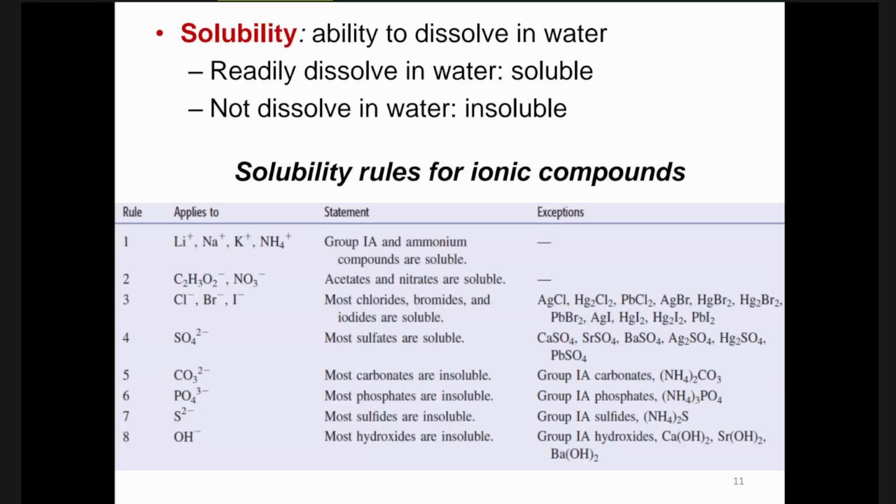And the second solubility rule says that acetates and nitrates are soluble. There is no exception. The third one says that most chlorides, bromides, and iodides are soluble. You have some exceptions which are not soluble, for example silver chloride, silver bromide, and lead iodide. These compounds are not soluble in water. Most sulfates are soluble. You have some exceptions. For example, barium sulfate is not soluble. Silver sulfate is not soluble.